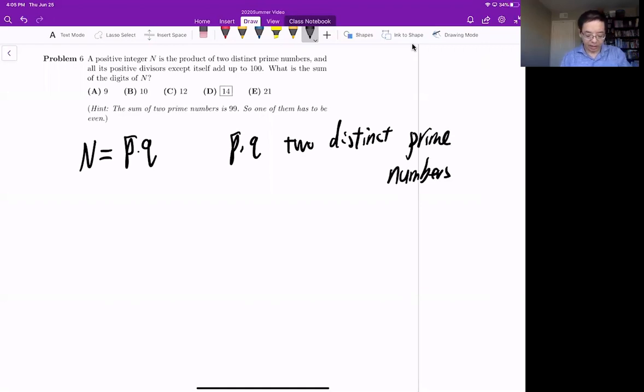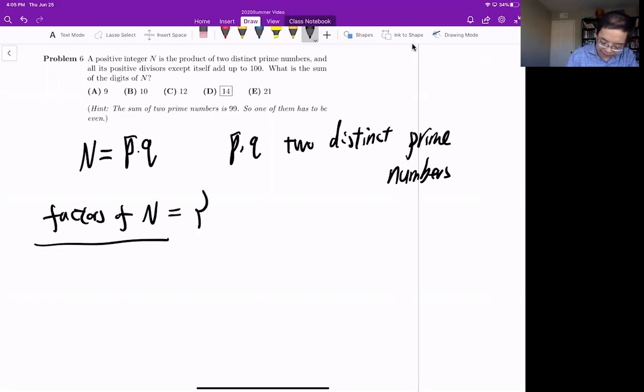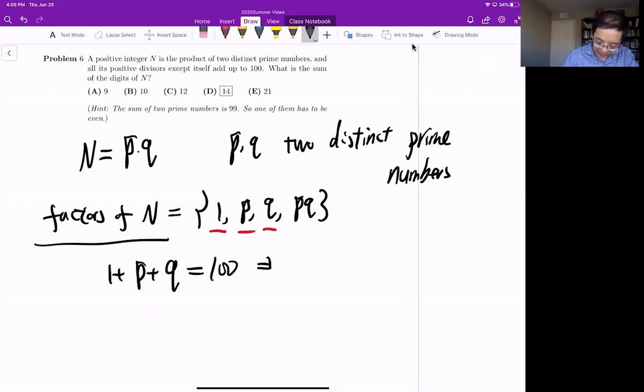Now we can write out all of the factors of n. The first one is 1, and then p, and then q, because p and q are prime numbers. So that's all the proper divisors we have. And the last one, of course, is n itself. According to this problem, if you add these three together, we have 1 plus p plus q equals 100. And then here we have p plus q equals 99.